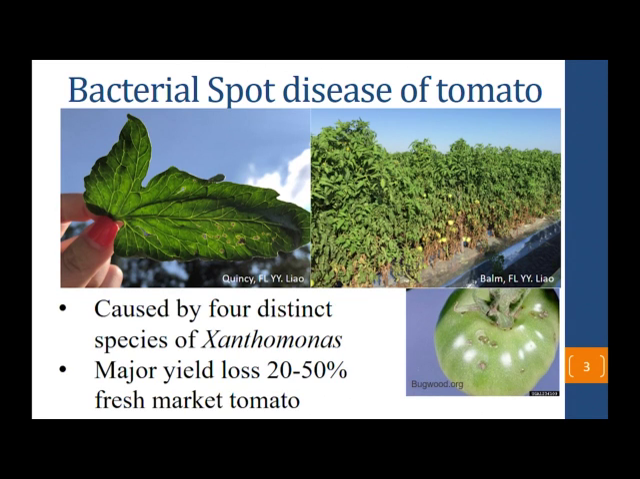So this disease can cause defoliation or fall of fruits, and so it's a really devastating disease, and it is caused by 4 distinct species of Xanthomonas, and the major yield loss can be up to 50% of the fresh market tomato. So that is a really devastating disease in Florida and around the world.